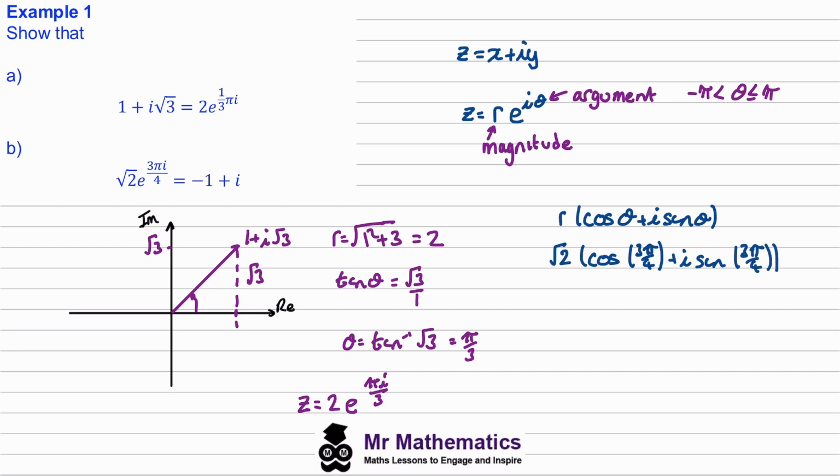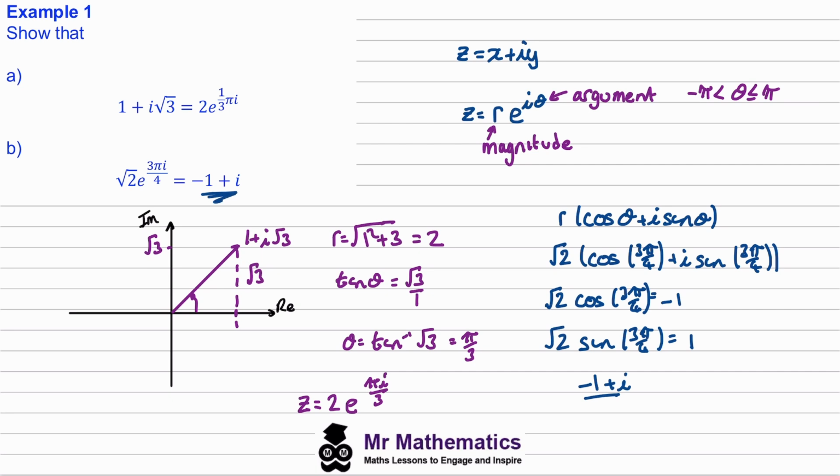And then to write it in x plus iy form, we just need to expand out these brackets. So we'll have root 2 times the cos of 3 pi over 4, which works out as negative 1. And then we've got root 2 times the sine of 3 pi over 4. And this will give us positive 1. So we've got the negative 1 as the real part, plus the 1, which is the imaginary part. So negative 1 plus i. And that's what we were asked to show here.